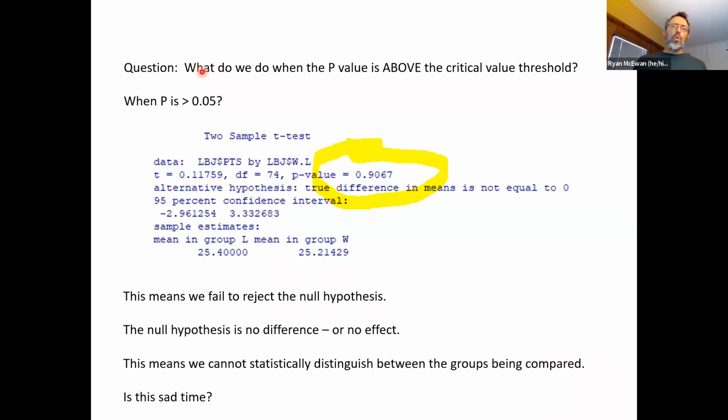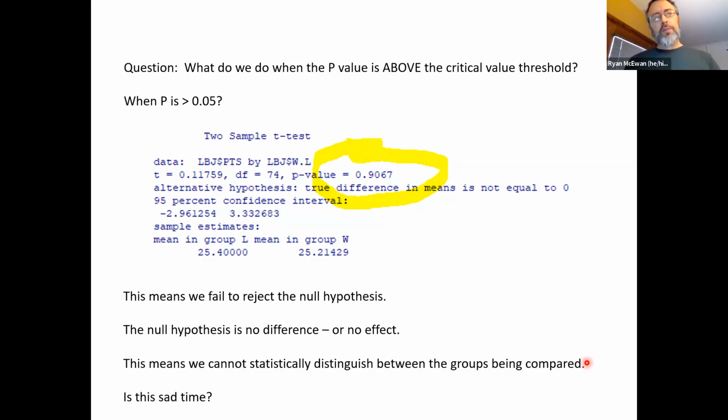Anyway, so what do we do if the p-value is above the critical value threshold? So what do we do when p is greater than 0.05? So here's an example of a two-sample test. Just quickly looking at this. This looks like points, wins and losses. Remember that? P-value 0.9. So there's no evidence here. We fail to reject the null hypothesis. The null hypothesis is no difference or no effect. This means we cannot statistically distinguish between the groups being compared. We cannot make a statistically supported claim about wins and the number of points in wins and losses.